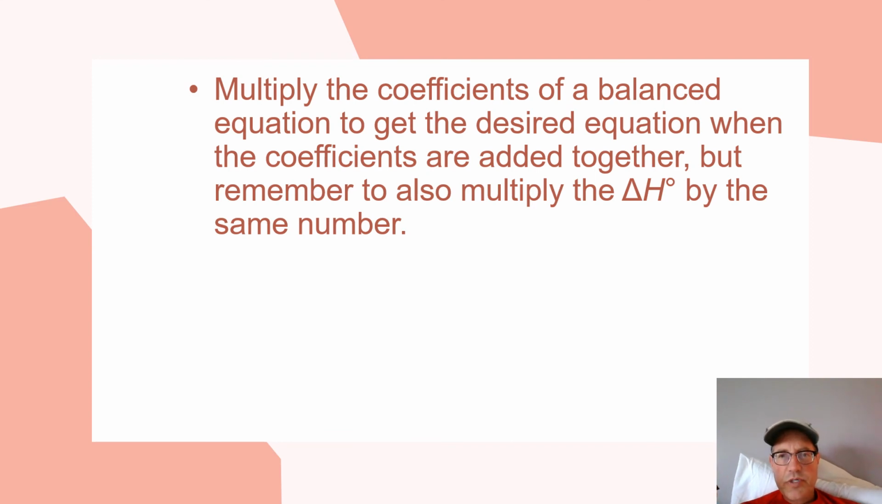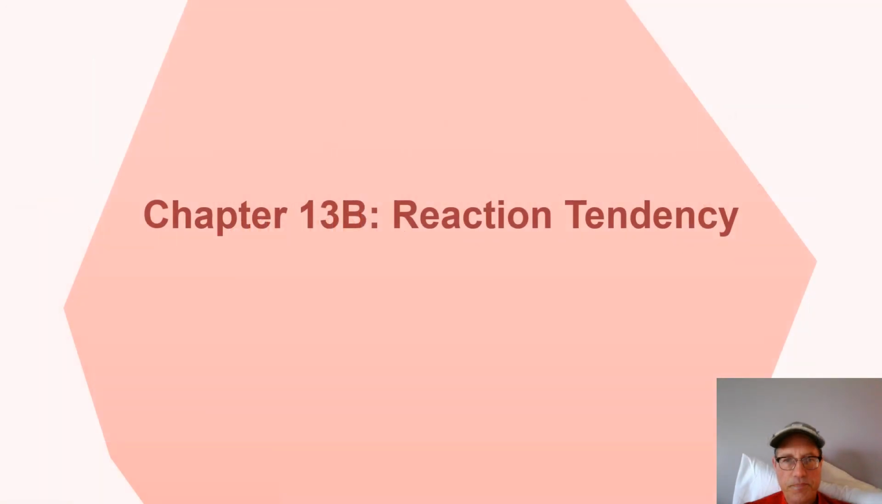And you need to multiply the coefficients of the balanced equation. That's why it's important to get it balanced first, to get the desired equation when the coefficients are added together. But remember to also multiply your delta H by the same number. So let's just take our previous example there.